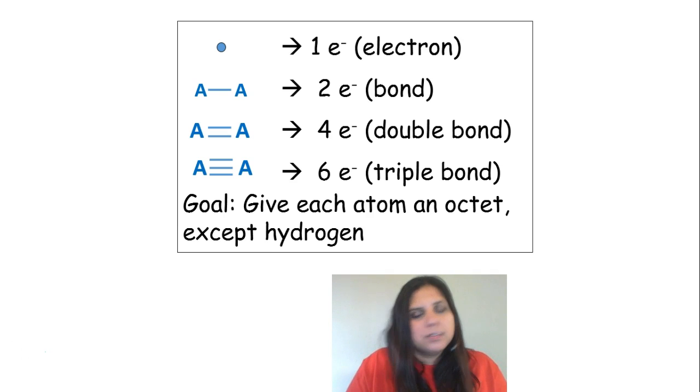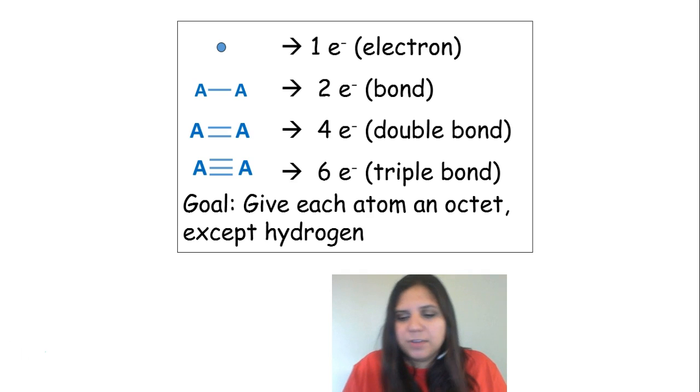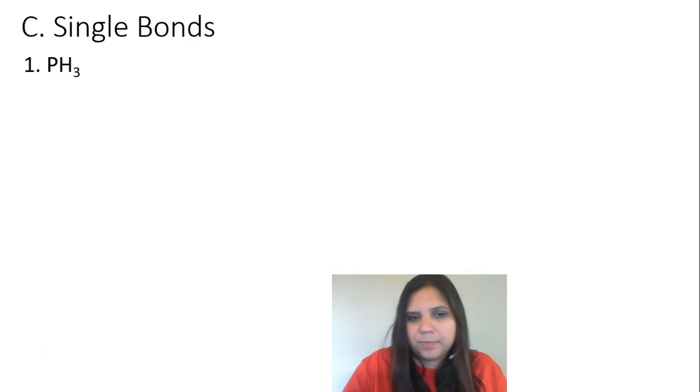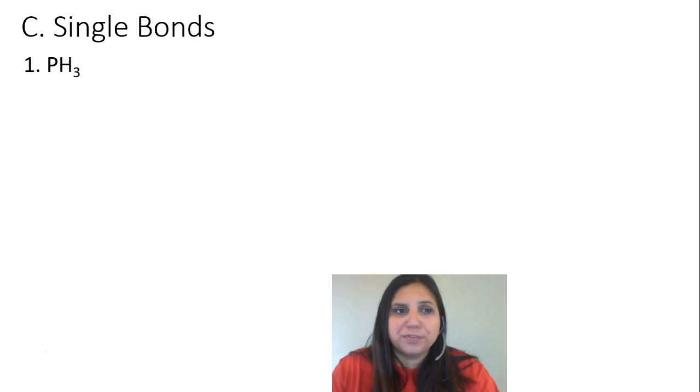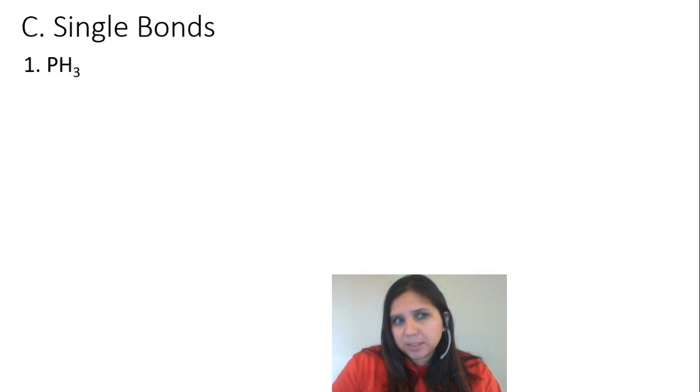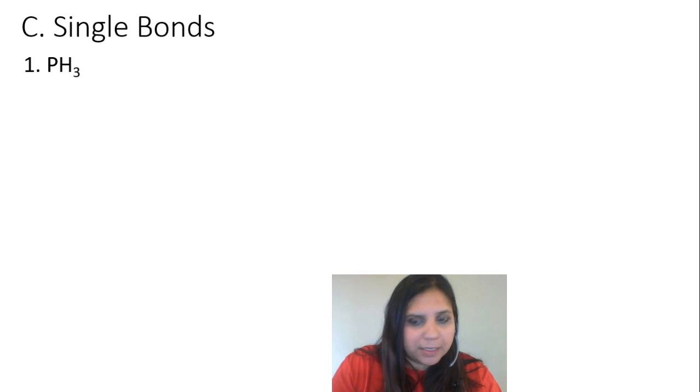Really what we're trying to do is give each atom an octet except for hydrogen and those other 3, beryllium, boron, and aluminum. Okay, so here we're going to do our first example. We'll do some with single bonds, so we'll take it a little bit slowly. So we have PH3.